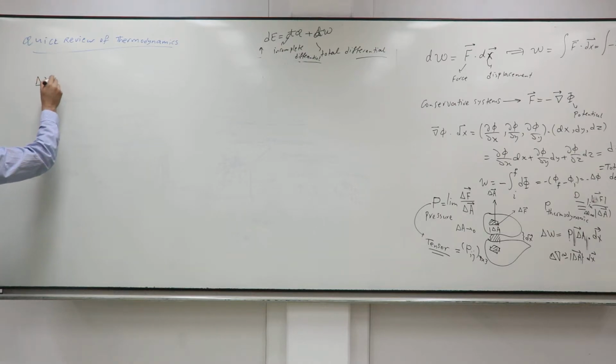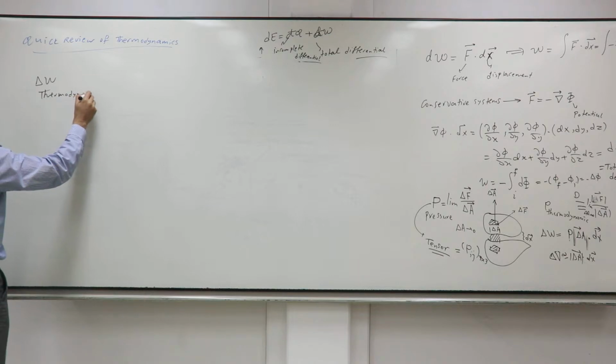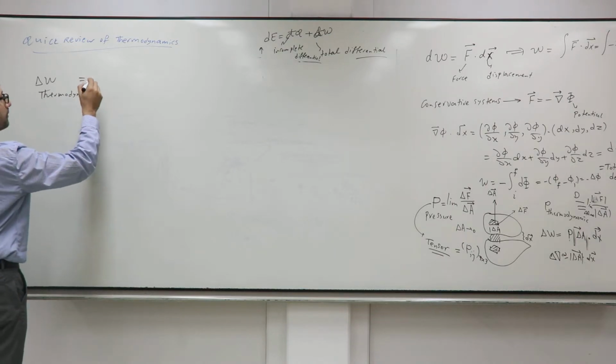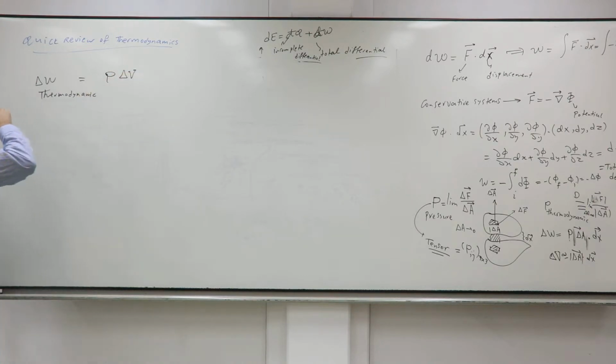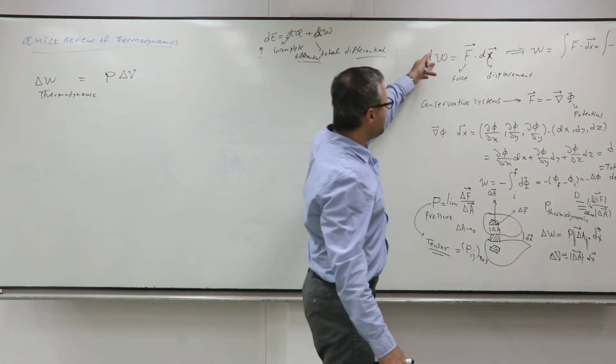So delta W, for our business of thermodynamics, is proportional to P delta V. This is some kind of energy. This is the force which is exerted on the system.